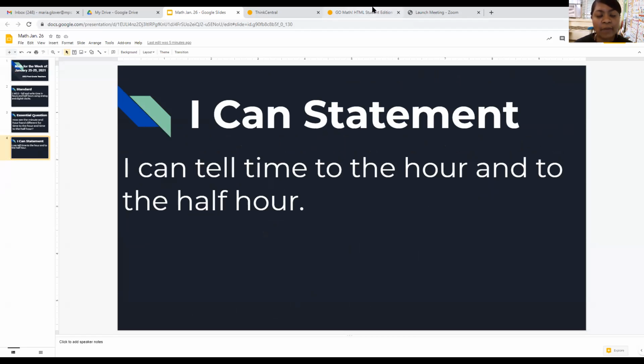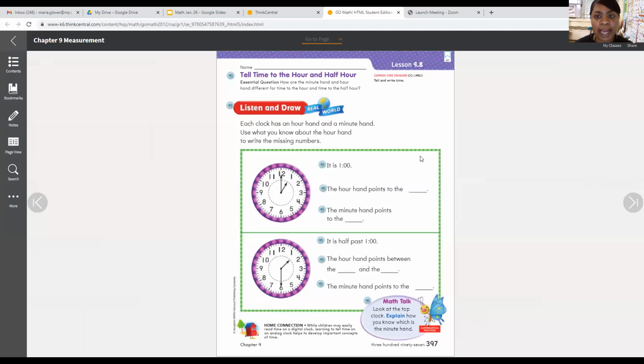Let's look in our Go Math books, and I am on page 397. If you need to, pause the video and get your book and turn to page 397. Each clock has an hour hand and a minute hand. Remember, the hour hand is the short hand, okay? So I'm going to circle it. That's the short hand. Use what you know about the hour hand to write the missing numbers.